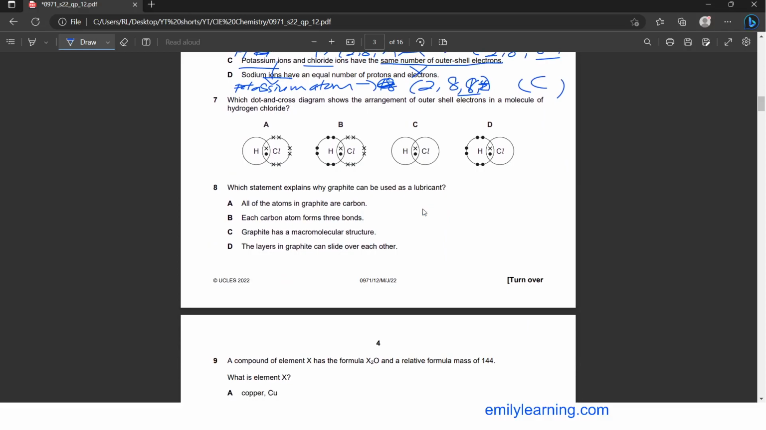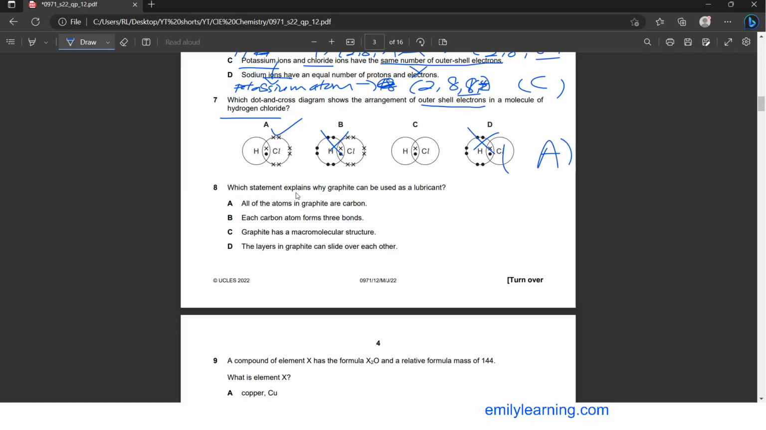Question 7. Which dot and cross diagram shows the arrangement of outer shell electrons in the molecule of hydrogen chloride? So hydrogen has 1 electron. It will share with chlorine. So this is wrong because H only has 1 electron. So it's either A or C. But for C, chlorine has 7 valence electrons. So you will have 6 outside and 1 of it is being shared. So the answer is A.